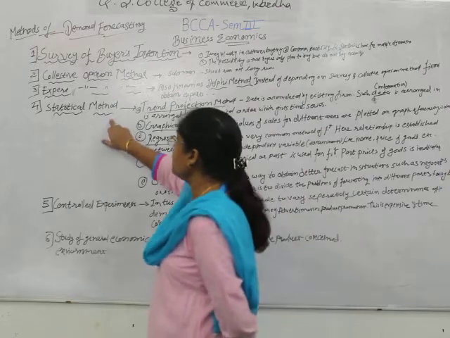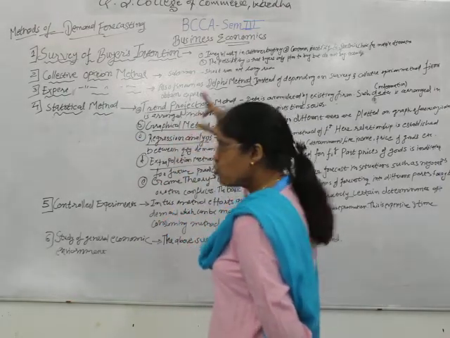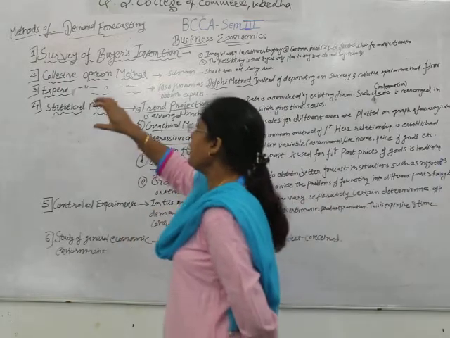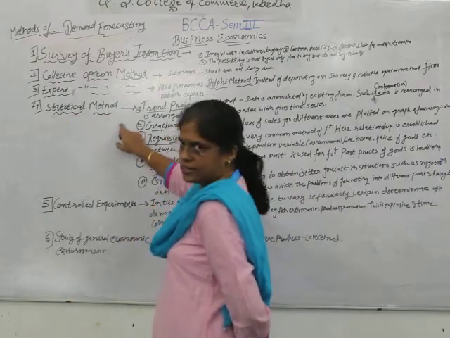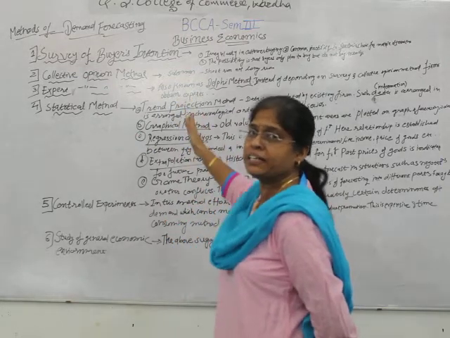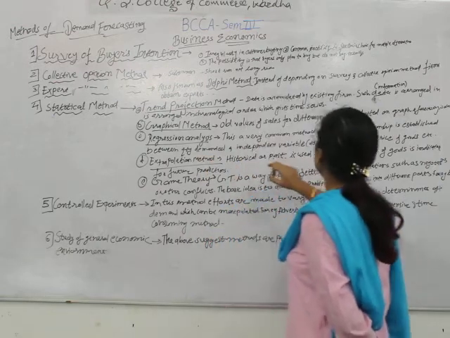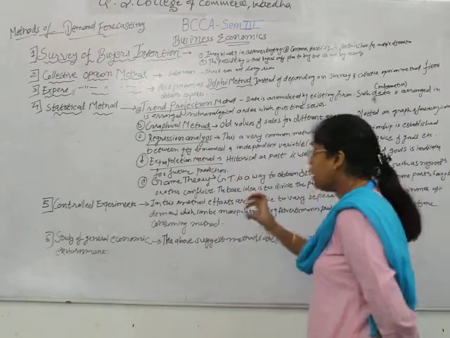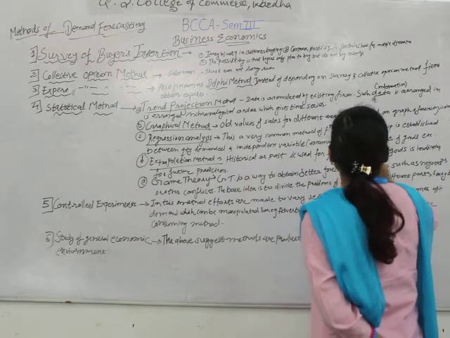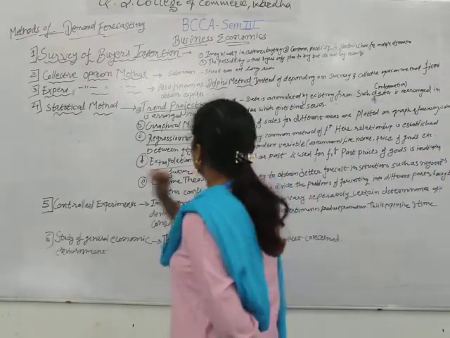Under this method, such analysis or such methods are adopted so that finally, the main method is the statistical method, and under this, these are the separate points or sub-methods of this method. Extrapolation method: historical or past data is used for forecasting. Past prices of the goods are an indicator for the future production.